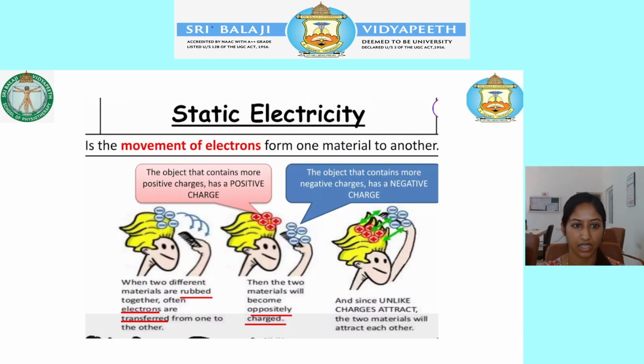Next is static electricity. It is the movement of electrons from one material to another. For example, an object which contains more positive charges has a positive charge, and an object which contains more negative charges has a negative charge. When two different materials are rubbed together, often the electrons will be transferred from one to another. Then the two materials will become oppositely charged. And since unlike charges attract, the two materials will attract each other.